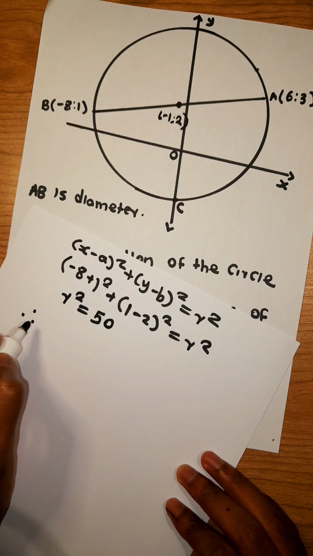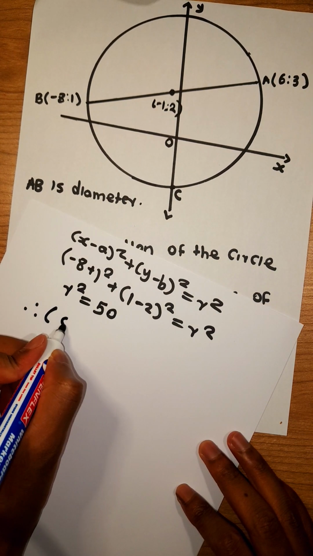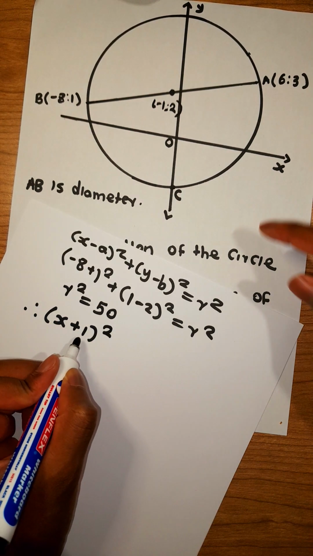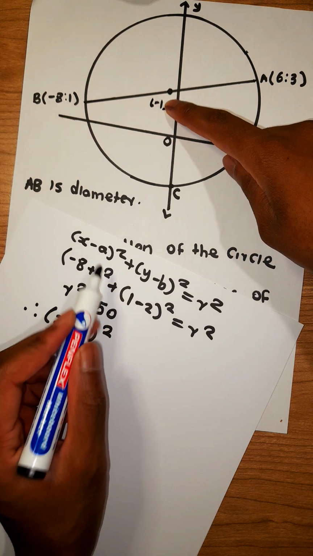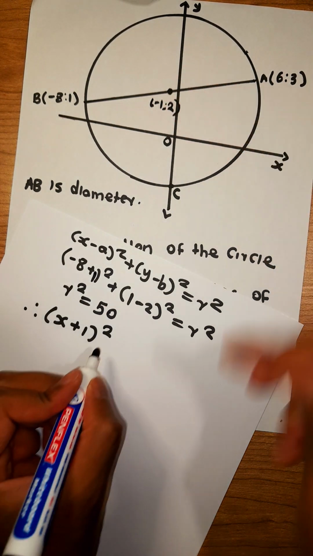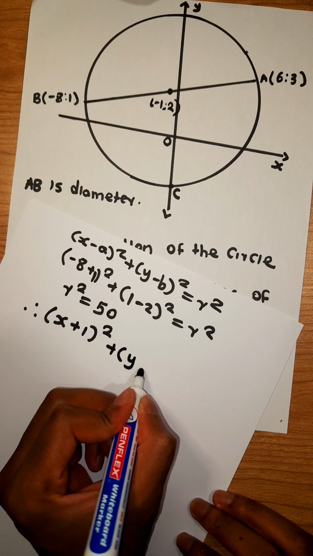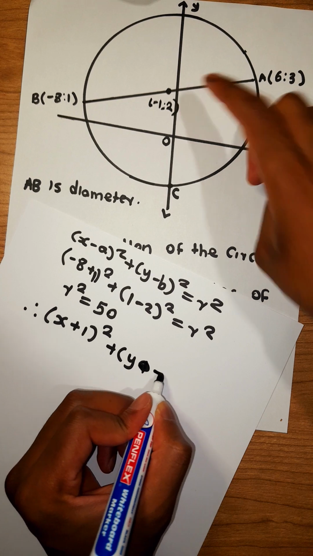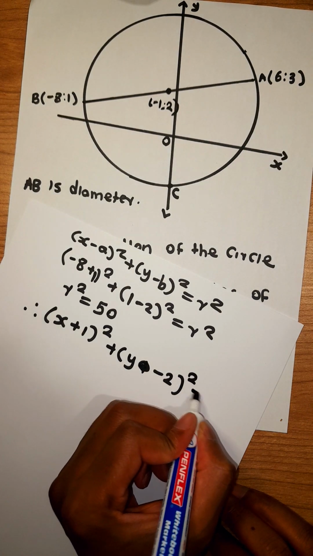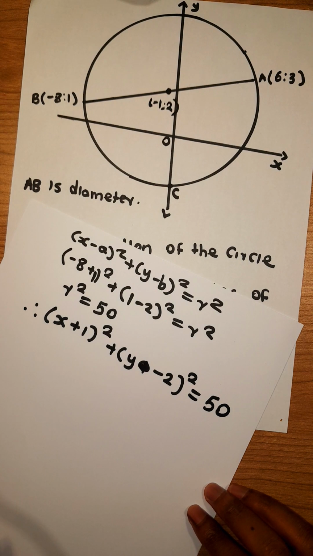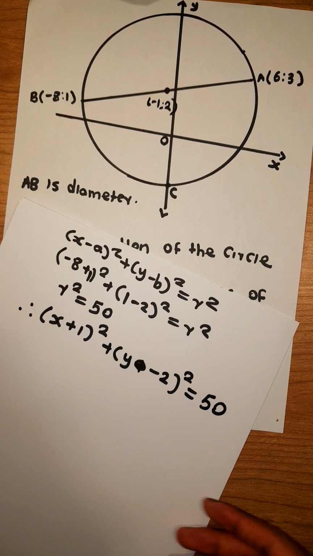Therefore, the equation of the circle is x plus 1 squared, the plus 1 being what we found here, plus y minus 2 squared, equals 50. So that is the equation of this circle, right?